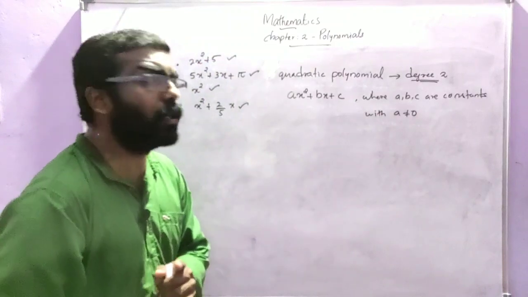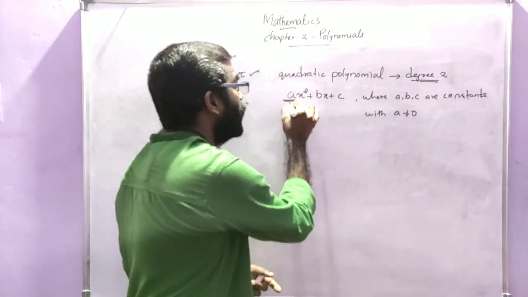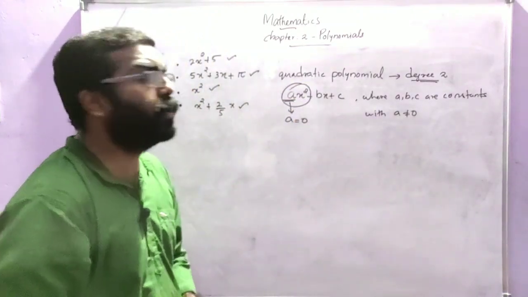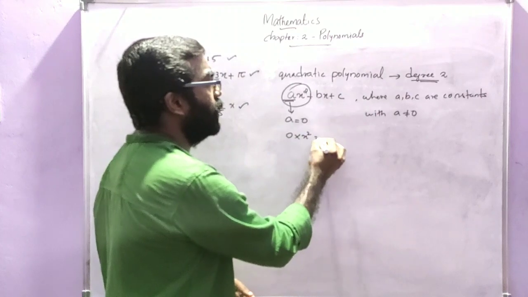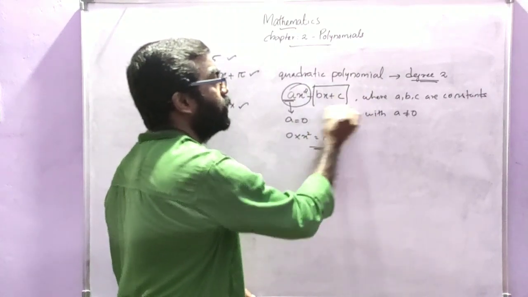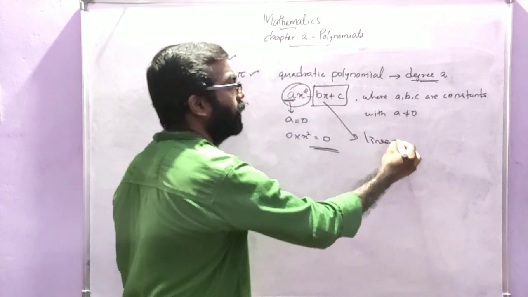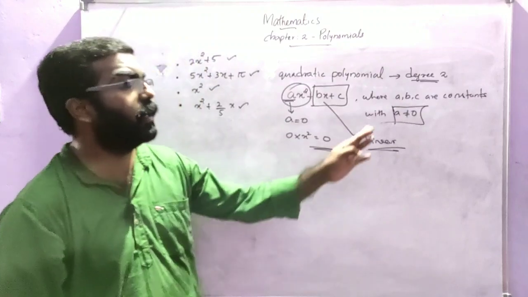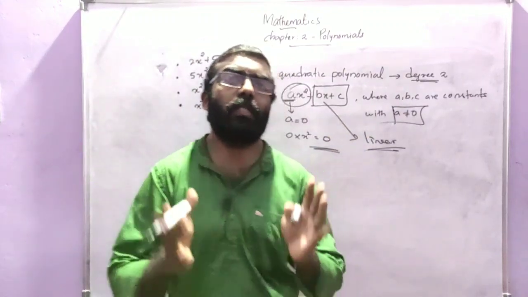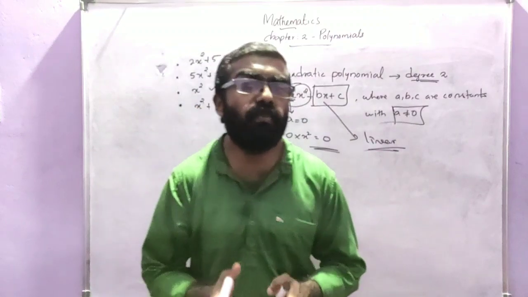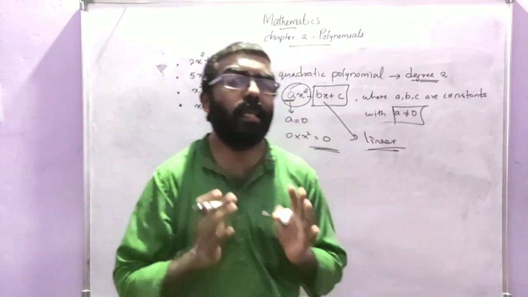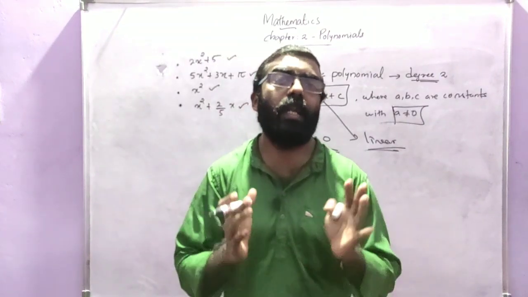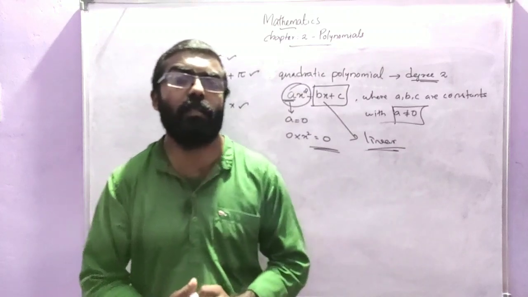Why a not equal to 0? If a is equal to 0, this term will vanish. 0 into x square, 0 into any quantity is what? 0. So it reduces to a linear polynomial. That is why the condition is given as a is not equal to 0. It's a very important condition. Okay. So the standard form or the general form of a quadratic polynomial is ax square plus bx plus c with a not equal to 0 where a, b, c are constants.